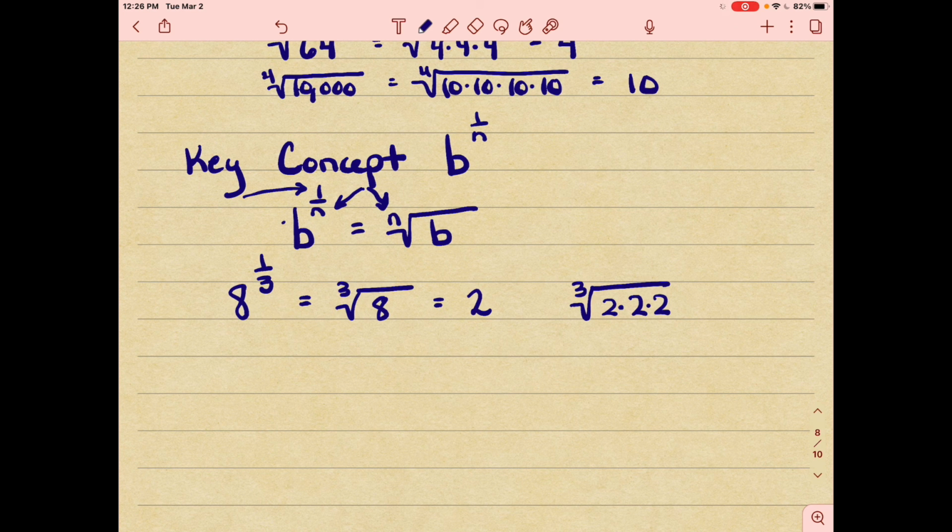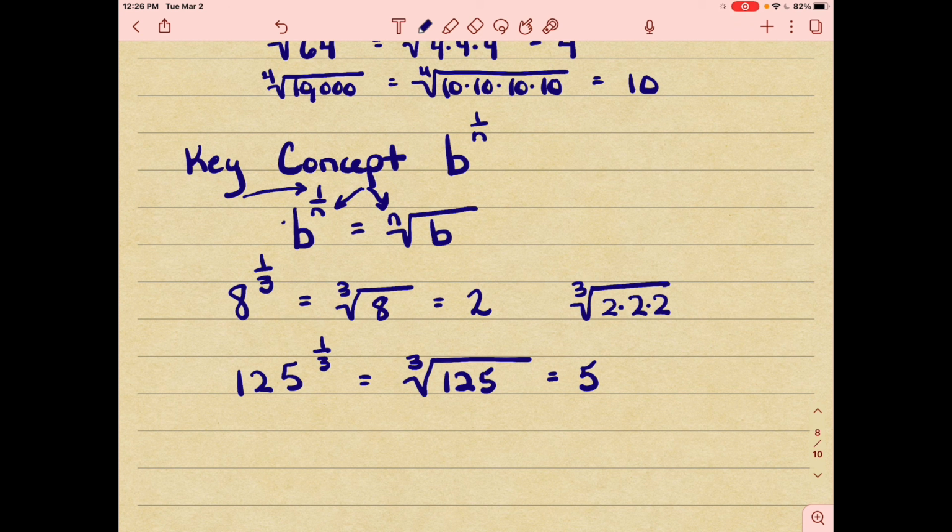All right, sometimes we see some problems like, let's look at this one, 125 to the 1/3 power. Well, what is that the same as? The third root of 125. That would be the same as 5 times 5 is 25, times 5 is 125, so that would be 5.